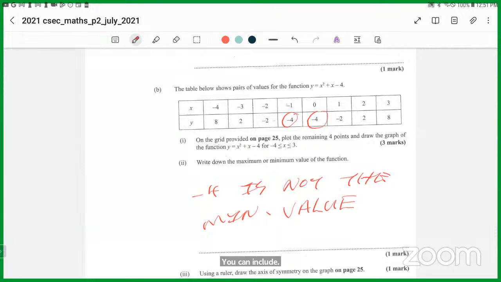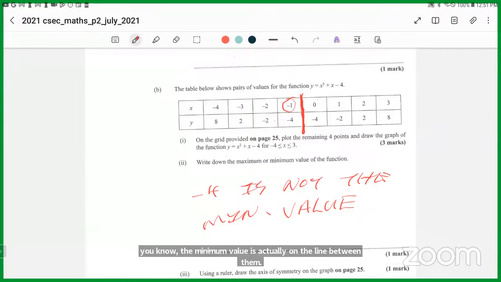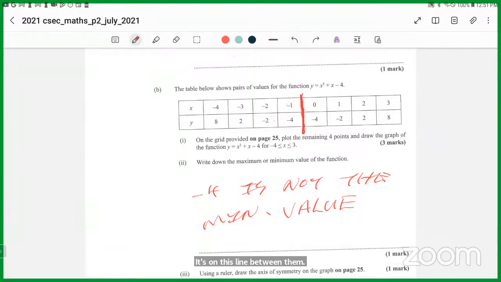Can't be in two places at once. Can't be in two places at once, sir. Beyond 2 points, the minimum value appears at only 1 point. So negative 4 cannot be the minimum. So you know the minimum value is actually on the line between them. It's on this line between them. And what value appears between negative 1 and 0? Like you average these two. That's negative 0.5. So the minimum value is where x equals negative 0.5.